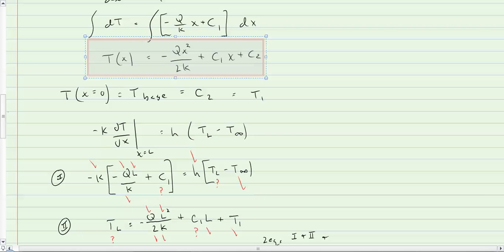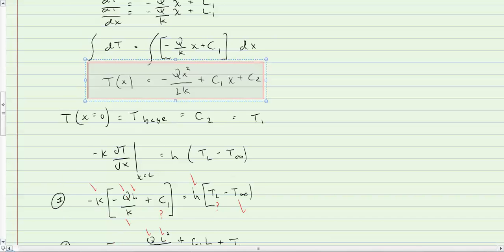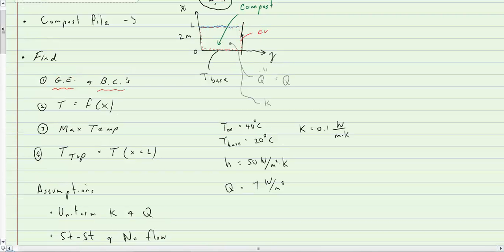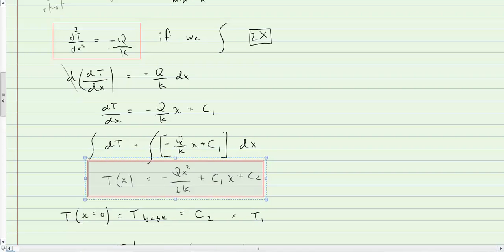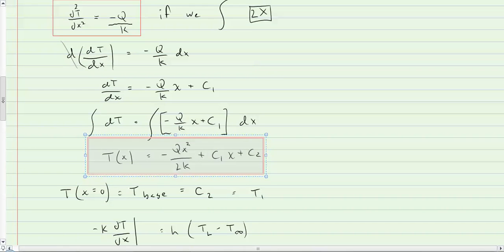What are they? Think about that for a moment. The first boundary condition should be the temperature at the base, which was given. And if you assign T of x equal to 0, you can see that T base equals C2. T base, make sure it's shown here, is 20 degrees Celsius. Now we're after the second C term.